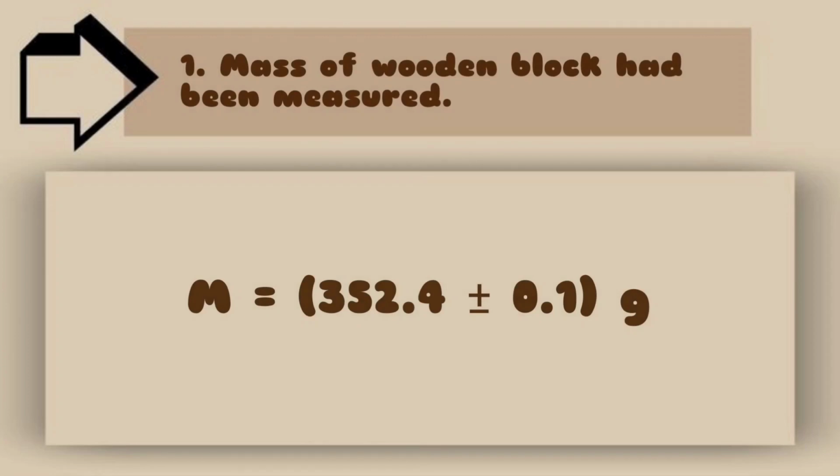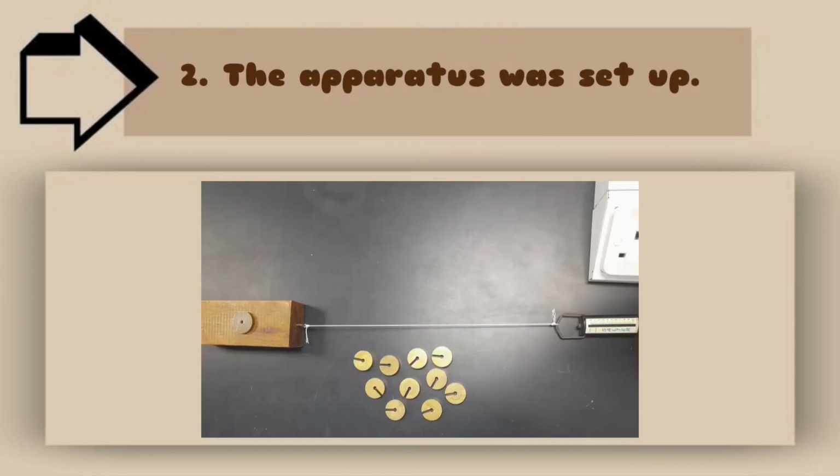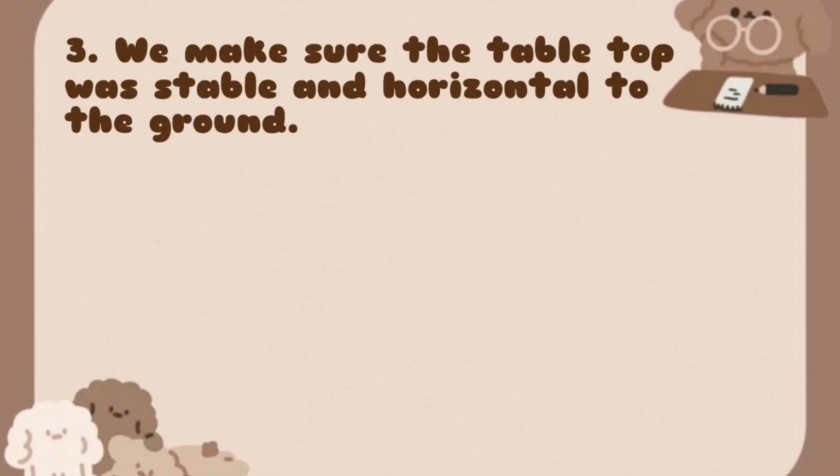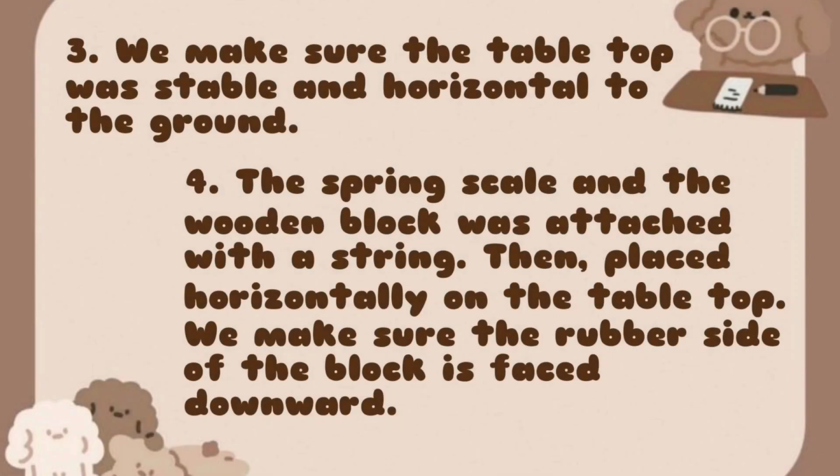First, the mass of the wooden block was measured. The apparatus was set up. We made sure the tabletop was stable and horizontal to the ground. The spring scale and the wooden block were attached with a string. Then, we placed it horizontally on the tabletop. We made sure the rubber side of the block was faced downward.